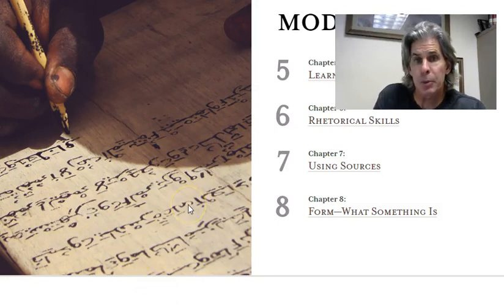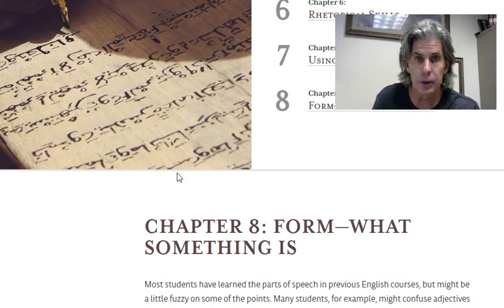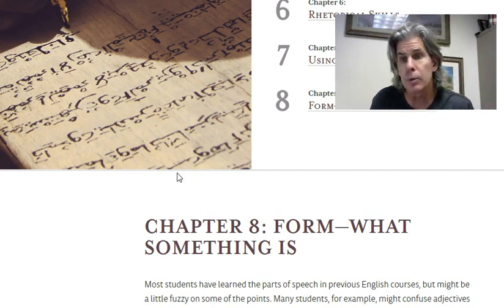Okay, I'm going to go through chapter 8 now and show you how we approach what's called form, or what something is. Now, most of you are already pretty familiar with form as the parts of speech. Things like nouns and adjectives and prepositions you've heard of, and maybe you have a good sense of what a noun is and maybe a vague sense of what an adjective is. We're going to go over these again just to make sure these are solid. But again, most of you are familiar with this.